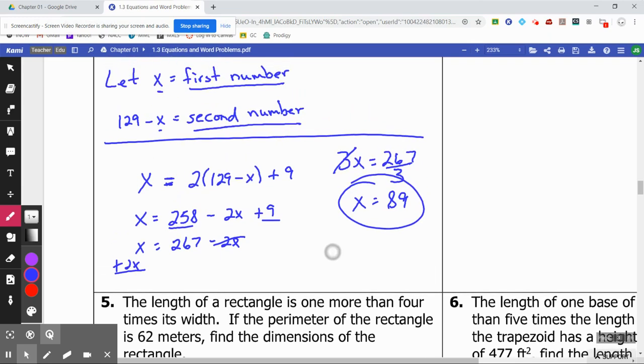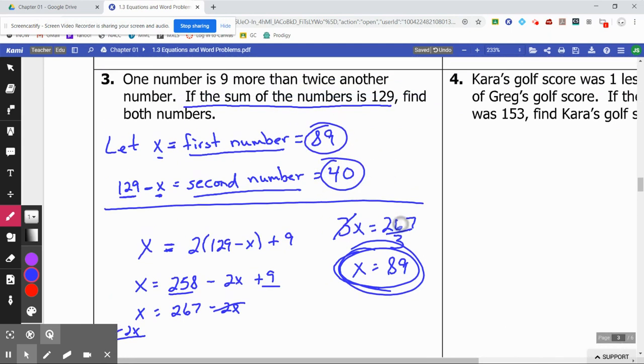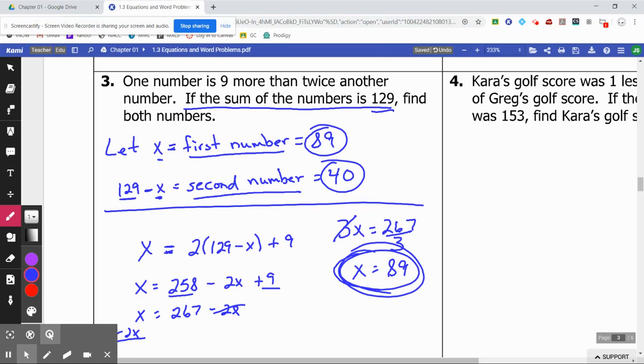Now let's go back and remind you what x is. X is the first number, and that first number must be 89 because x is 89. The second number is 129 minus the 89. 129 minus 89 would be 40. So your two numbers are 89 and 40, and you can go back and you can check that. Do they have a sum of 129? Is twice the one number plus 9 more equal to the other one?